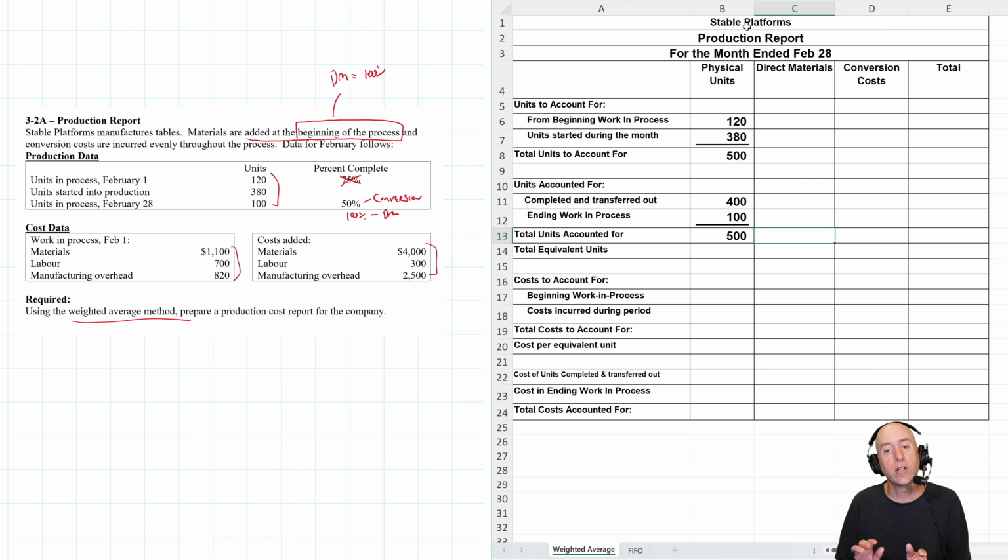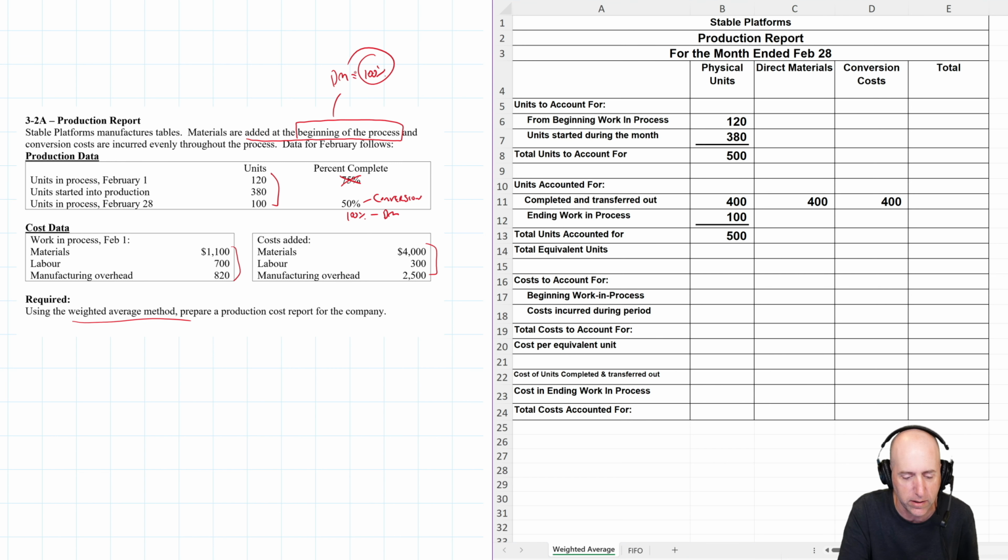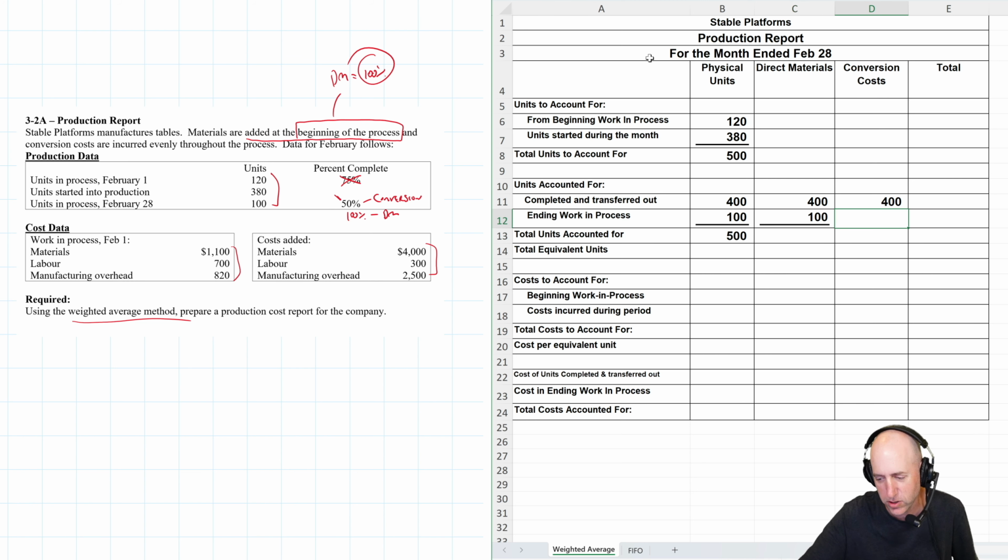Now we're on to the equivalent units portion. This is where we use percentages. For it to be completed and transferred out, it's got to be 100%. I wouldn't call it completed if it wasn't 100%. So it's 400 times 100% both ways. You just write the same number across. Ending WIP, 100 units. And for materials, it's 100%. This is the one that students screw up. They'll put 50 here because of the 50%. No. It's 100% for materials because materials were added at the beginning of the process. So it's 100 times 100%, kind of a weird calculation. And this one is 100 times 50%.